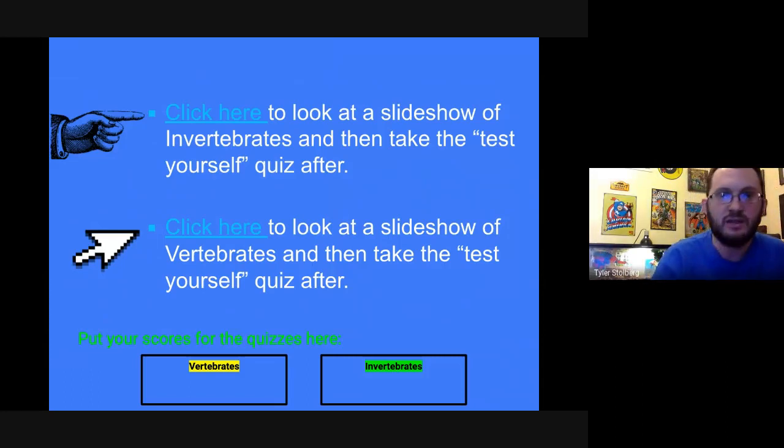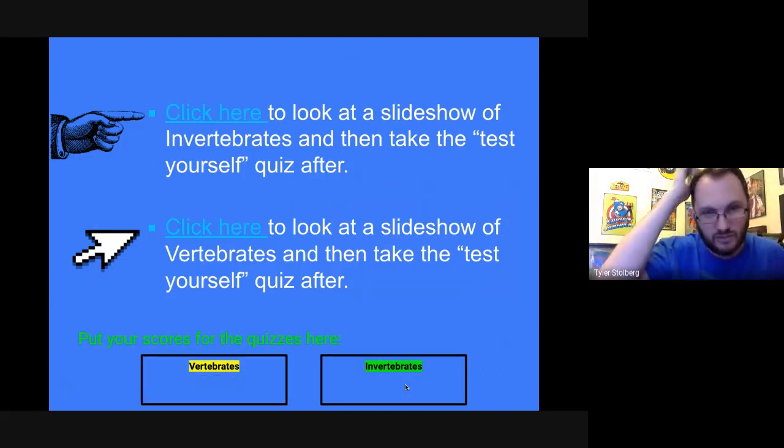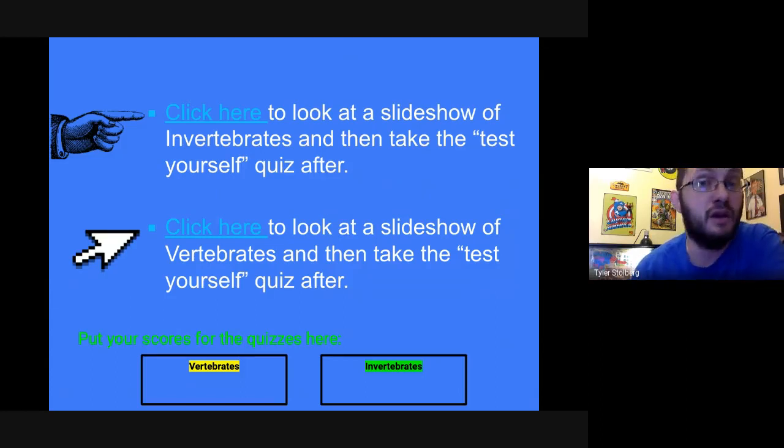Click the button, take that quiz, and then come down here, and you'll have to take it out of present mode, but come in here and type your score into these little boxes here. How many did you get correctly for vertebrates and invertebrates? This will give me some information to see how much more I need to teach you about these two subjects. So please do that and let me know how you did by submitting this on Google Classroom and turning it in.